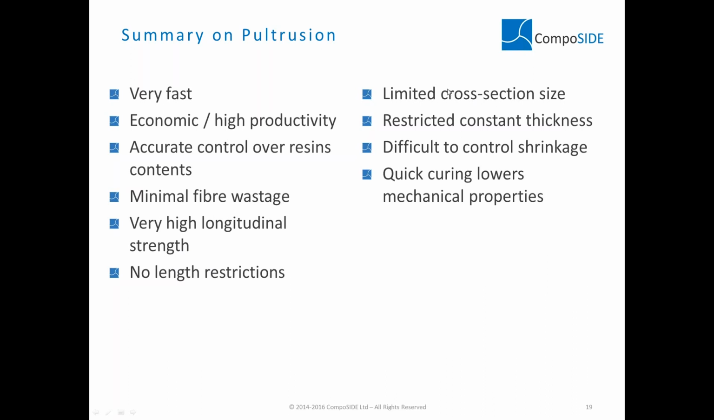However, there are obviously limits in terms of the size of the actual cross-section that you can represent. You are restricted to a fairly constant thickness, obviously, throughout the manufacturing process. It's fairly difficult to control shrinkage of your products, and with some quick pouring processes, you may actually end up lowering your mechanical properties.